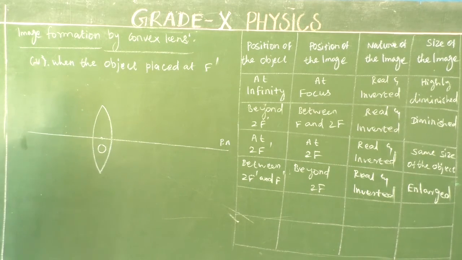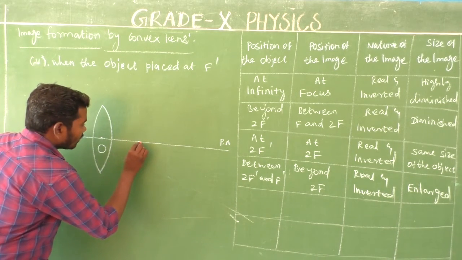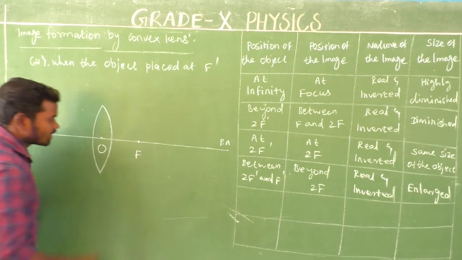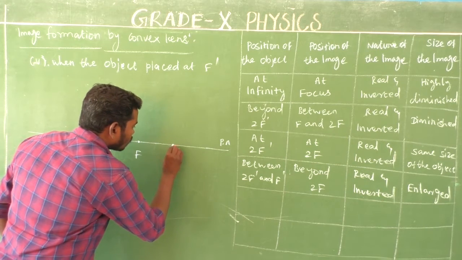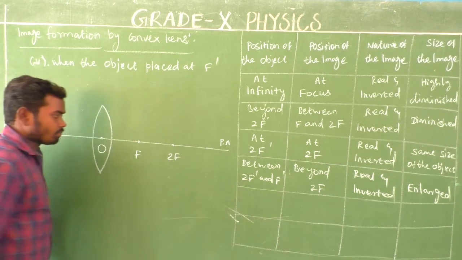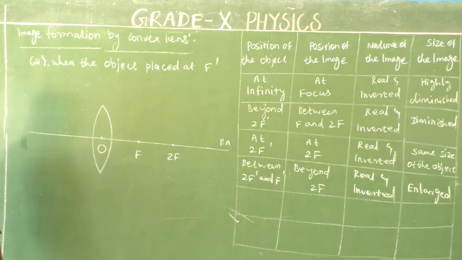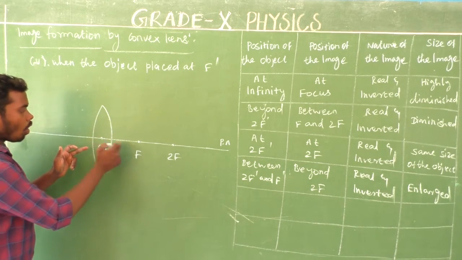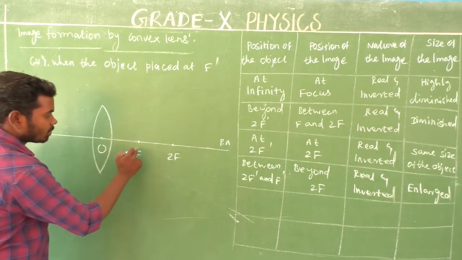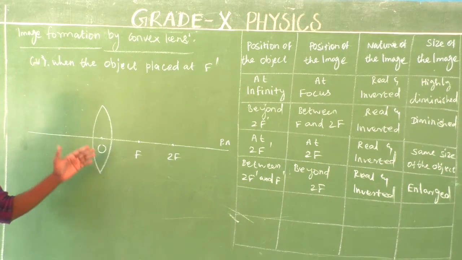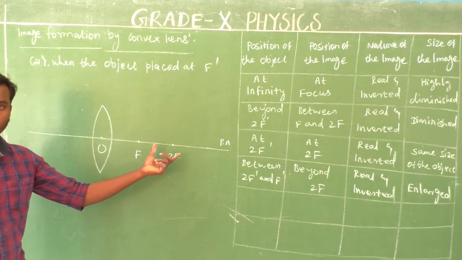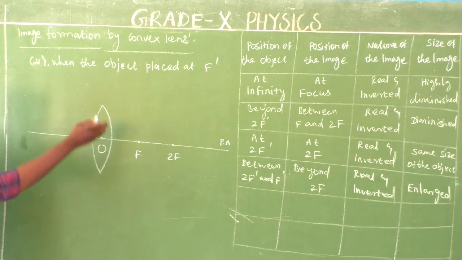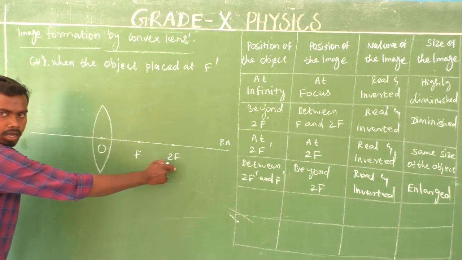Next, there is an important component, that is focus. This is the first focus of the convex lens. Next, twice of its focal length, that is 2f. Here, the distance between O and f should be equal to the distance between f and 2f. That's why it is considered twice of its focal length. So this is focal length. If it is 5 centimeter, that should be 5 centimeter. Is that clear? Yes. So this is the first focus and twice of its focal length.